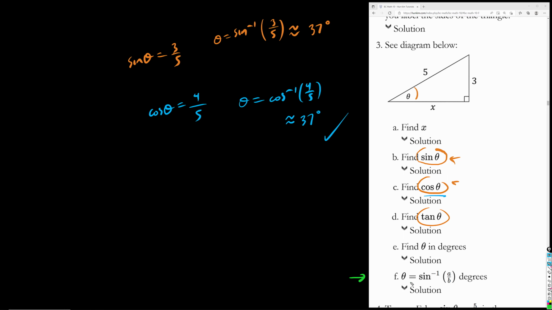Now what is the meaning of theta equals sine inverse a over b degrees? We know that sine inverse is referring to the actual angle theta, so we just need to find theta. Now we're being forced to use sine inverse, so this relates to sine theta. And we did it already up here. Theta equals sine inverse 3 over 5. So A is 3 and B is 5. So remember that sine inverse refers to an angle.